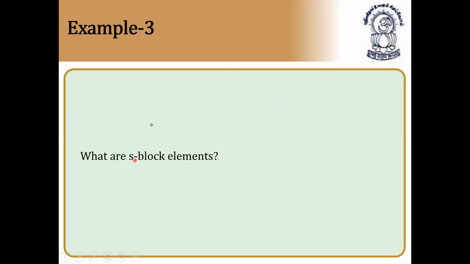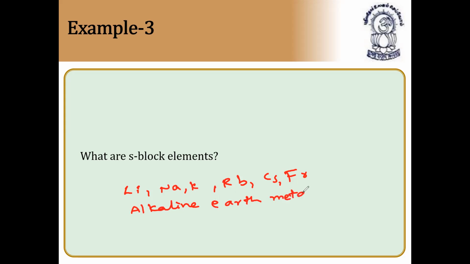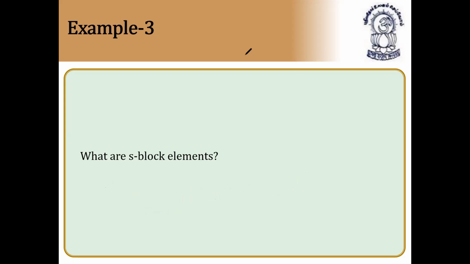What are S block elements? As we already know, lithium, sodium, potassium, rubidium, cesium, francium, and the alkaline earth metals. Alkali and alkaline earth metals, because the differentiating electron enters into the S orbital. If the differentiating electron enters into the S orbital, they are called S block elements. So we have alkali and alkaline earth metals. Very simple. Next continuation.